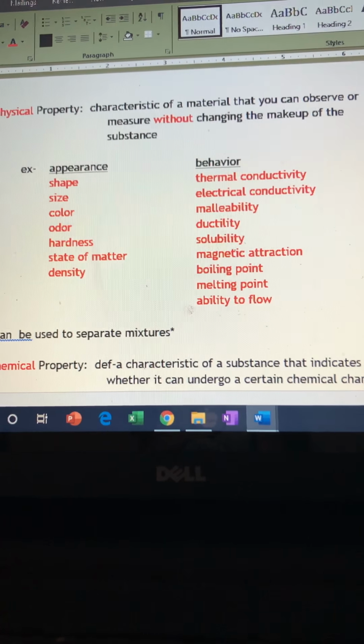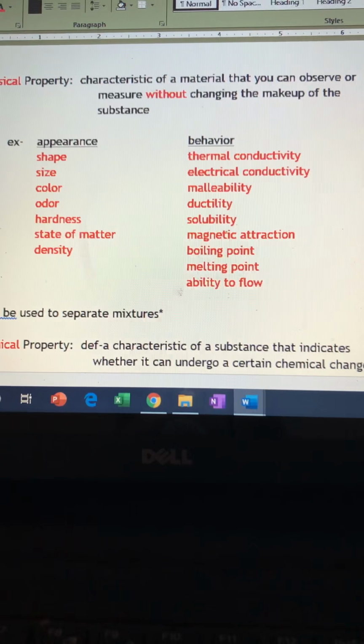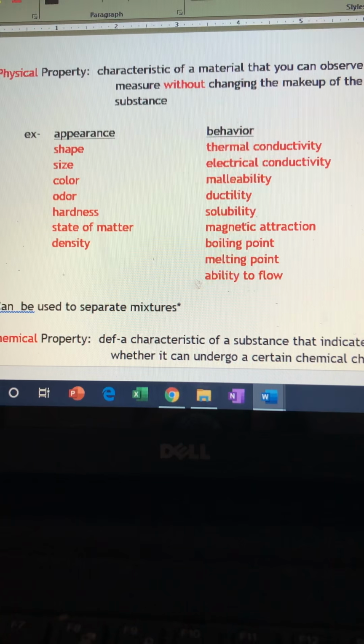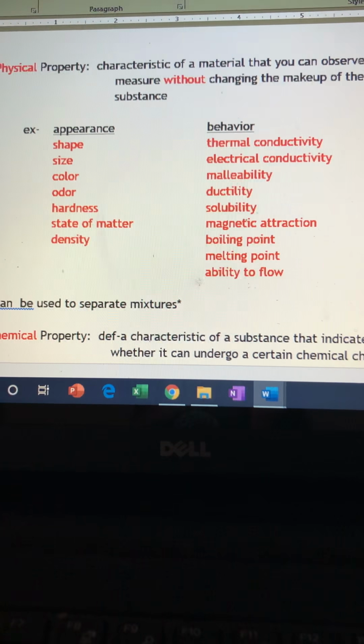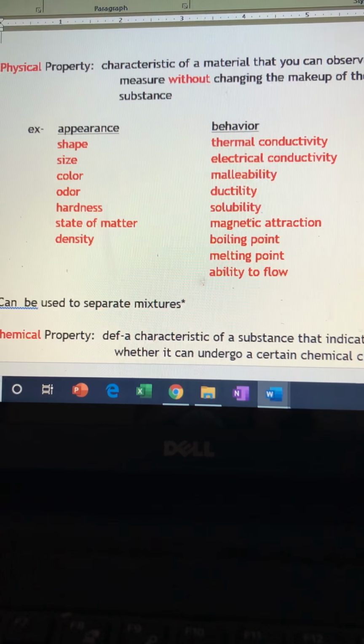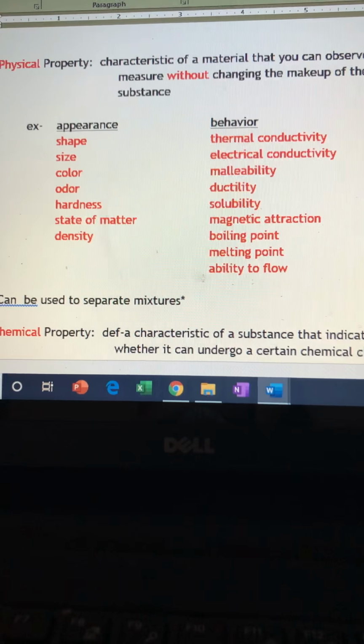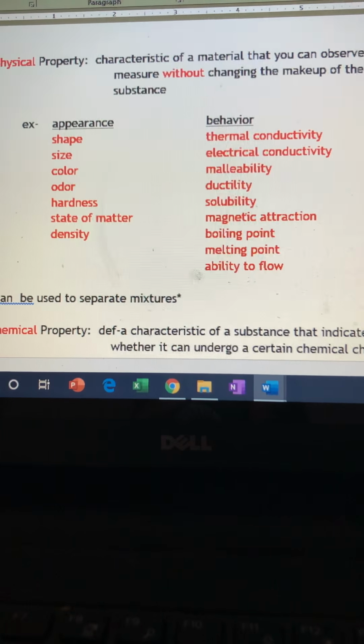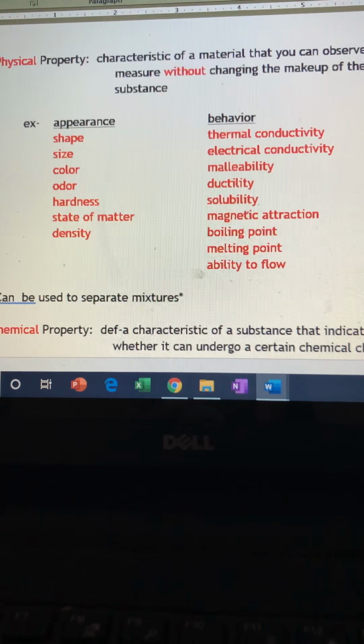If something is magnetic, which is generally a metal property also, that is a behavior physical property. Boiling points, the point at which something boils. Melting point, the temperature at which something melts. Are physical properties. And the ability to flow, which is only liquids and gases. Those both have the ability to flow. Solids do not have that ability. Those are behavioral physical properties, and we can use those to separate mixtures. That's why it's important for us to know.